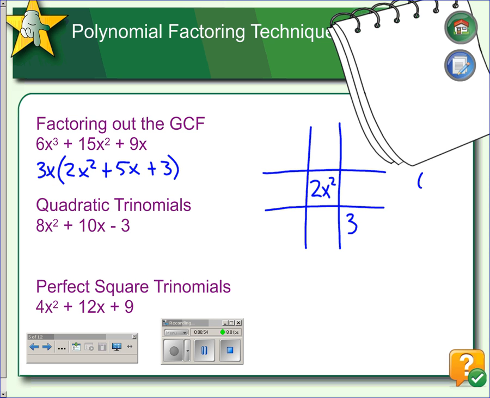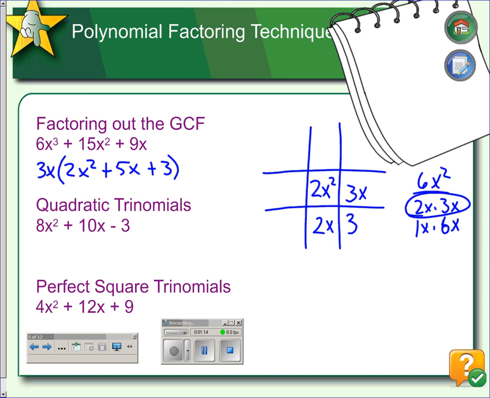2 times 3 is 6. To make a 6, we have 2 and 3, or we have 1 and 6. Of these options, the only ones that add up to 5 would be 2 and 3, so we'll use those.